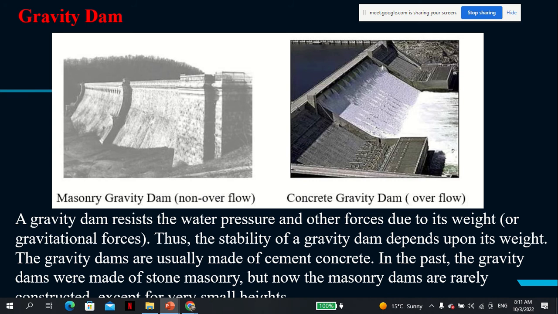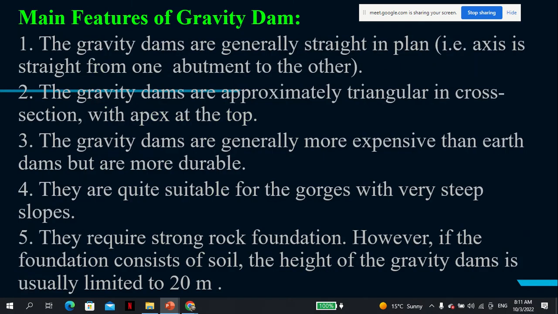Gravity resists the earth pressure and other forces due to its weight, as we've said, or gravitational forces. Of course, because we usually talk about massive water forces, these dams are kind of expensive. You can see the cost of concrete, because the massive forces of the water are resisted based on the self weight. So the structure needs to be sometimes massive, so that the stability of a gravity dam depends upon its weight. The gravity dams are usually made of cement and concrete. In the past, the gravity dams were made of stone masonry, but now masonry dams are rarely constructed, except for very small heights.